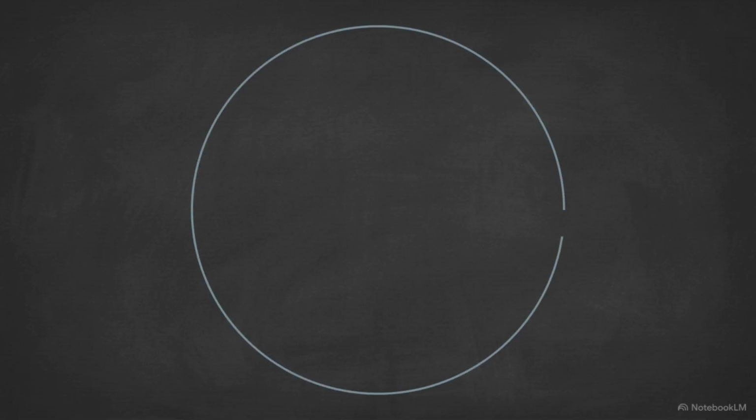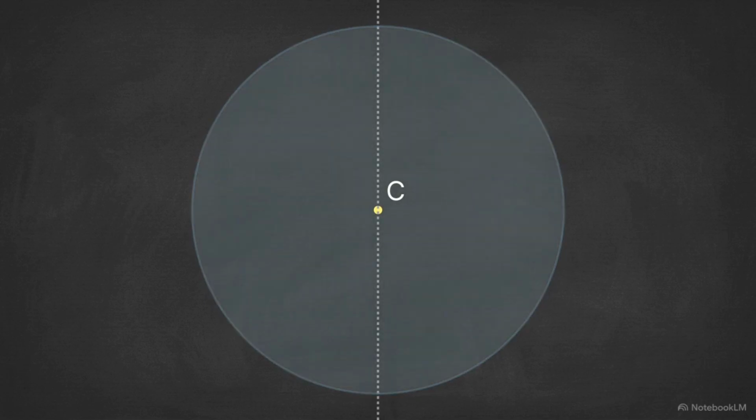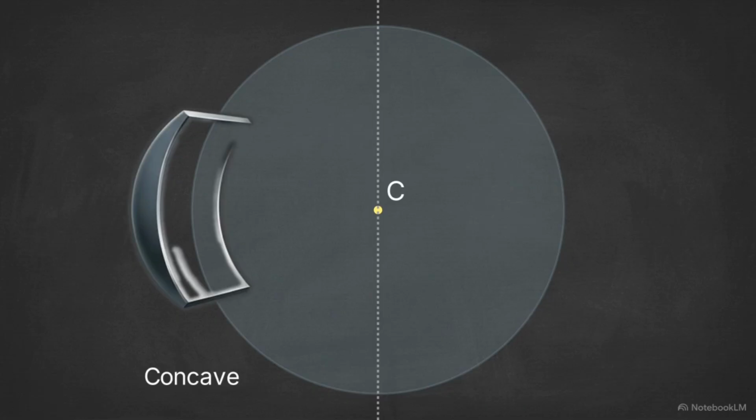To understand curved or spherical mirrors, we start by imagining a complete sphere. By cutting a piece from that imaginary shape, we get two specific types of reflective surfaces. A concave mirror is a spherical mirror that curves inward, while a convex mirror has an outward curved reflective surface.